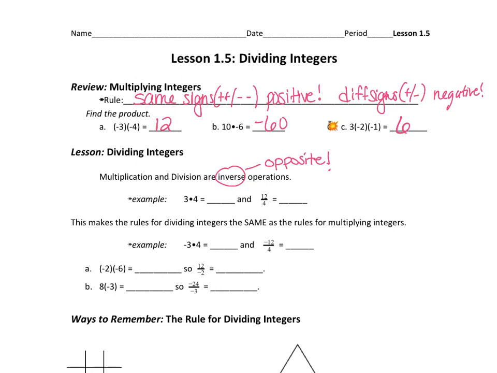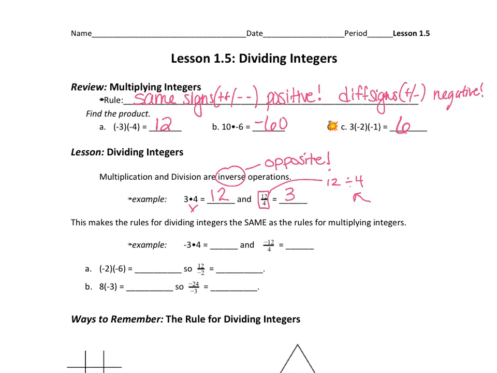Okay, so example. So 3 times 4 ends up being 12. And then 12 divided by 4 is 3. So this here is a fraction. We read it like this, 12 divided by 4. You probably won't see much of the division sign now that you're in 7th grade, especially not in 8th grade. Here or there you may, but you'll see division represented as fractions, so kind of get used to that.